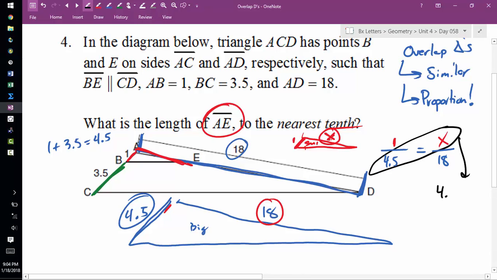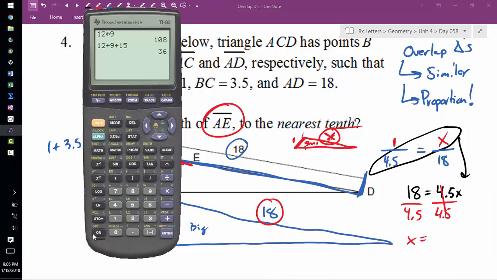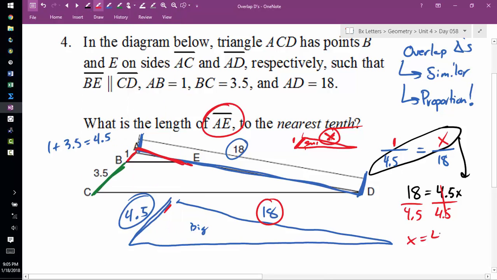So 4.5 times x is 4.5x. 1 times 18 is still 18. Divide both sides by 4.5. That will tell me what x equals, and I'm far too wise to try and do this by hand, and honestly too lazy. I'm just going to do 18 divided by 4.5 on my calculator. Oh, it's 4. Great. So x would be 4, and there's no rounding involved with that.